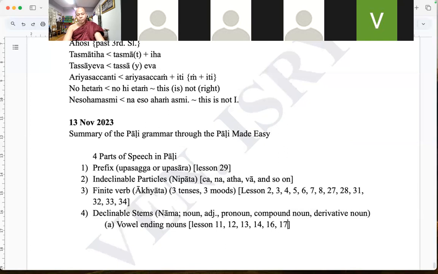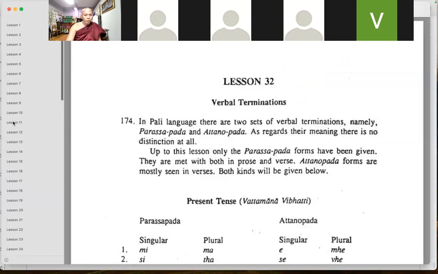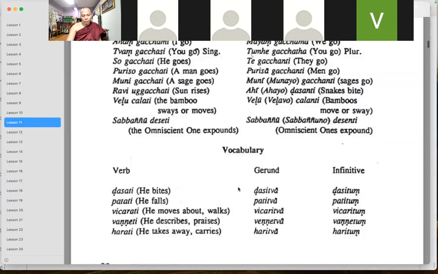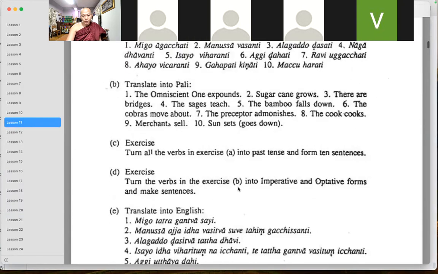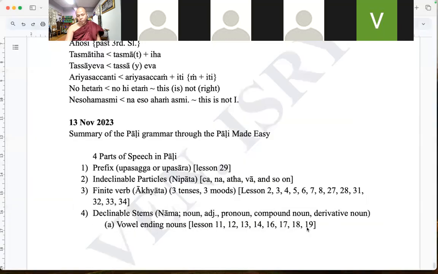16, 17, 18, and 19. So those are vowel ending nouns. So we can see. So lesson 11 is about those subject. Oh, sorry, that is just equivalent words. Maybe lesson 12. So lesson 12 starts from the adjectives. So not lesson 11.